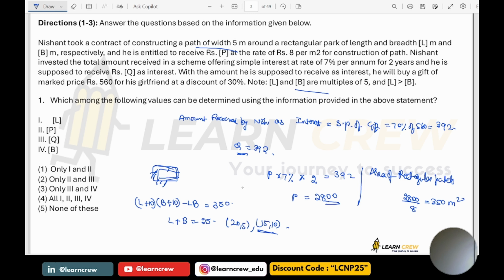So what is the answer here? Which among the following values can be determined? We have determined P and Q, but the unique values of L and B we could not determine. So the answer is 2 and 3. Where is that option? Option 2.